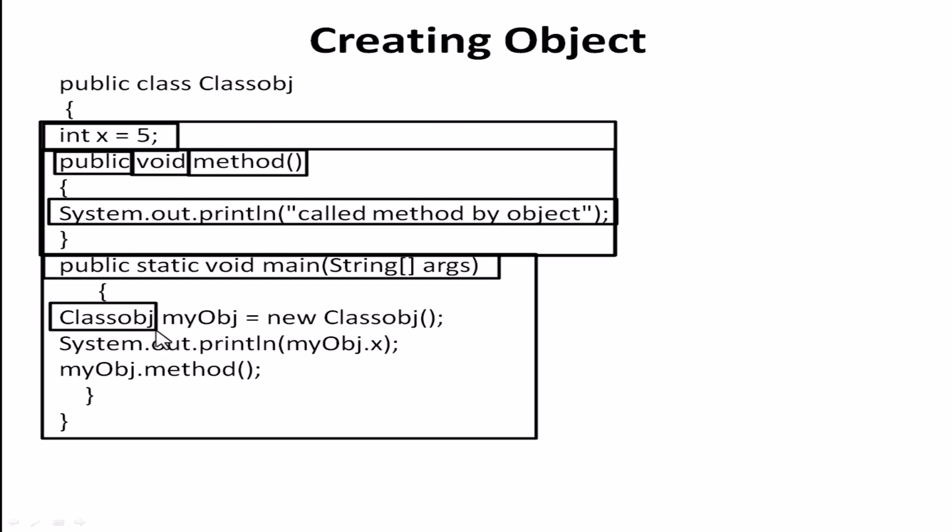So how to create an object? To create an object, you write the class name, then the object name. What is the object name? My object is the object name. Now you are going to create an instance of the class by using new. Here you have declared new followed by the class name, the same class name, and here you have added braces.